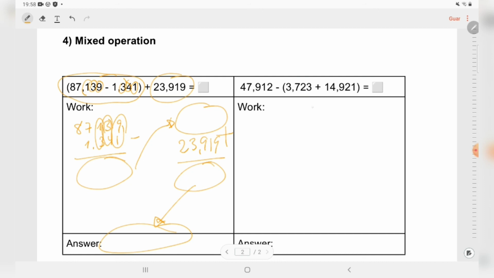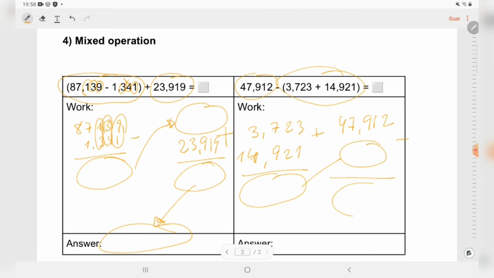The same here. In this case, we have to do first the addition, 3,723 plus 14,921. The answer, we have to make a subtraction with this number. Minus, and the final answer we write down over here.